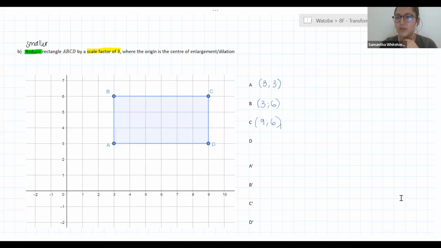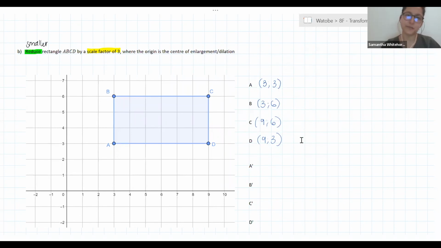Oh gosh, I've got so many hands. This is awesome. Bonganele, tell me D. Ma'am, D is 9, 3, ma'am. Excellent. Okay, I know there were lots of other hands, guys. Don't stress. I'm going to ask for some more coordinates when we do the reduction. So keep your hands ready and hopefully I can get some answers in a second.